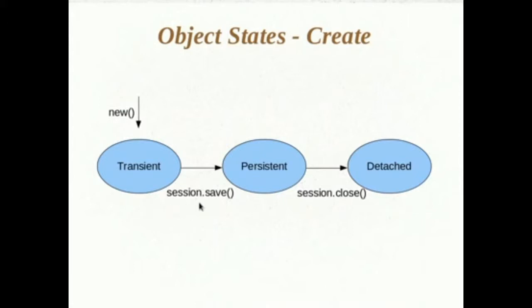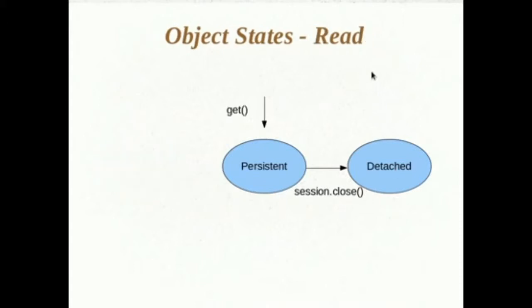Now when we do a session.save, the same object becomes a persistent object. Once we are in this persistent state, Hibernate will keep track of the changes and update the database accordingly. And once we are done with our action, we do a session.close, and the moment we do a session.close, it moves from being persistent to detached. Okay, so this is the flow for a create, the example that we saw in our previous tutorial.